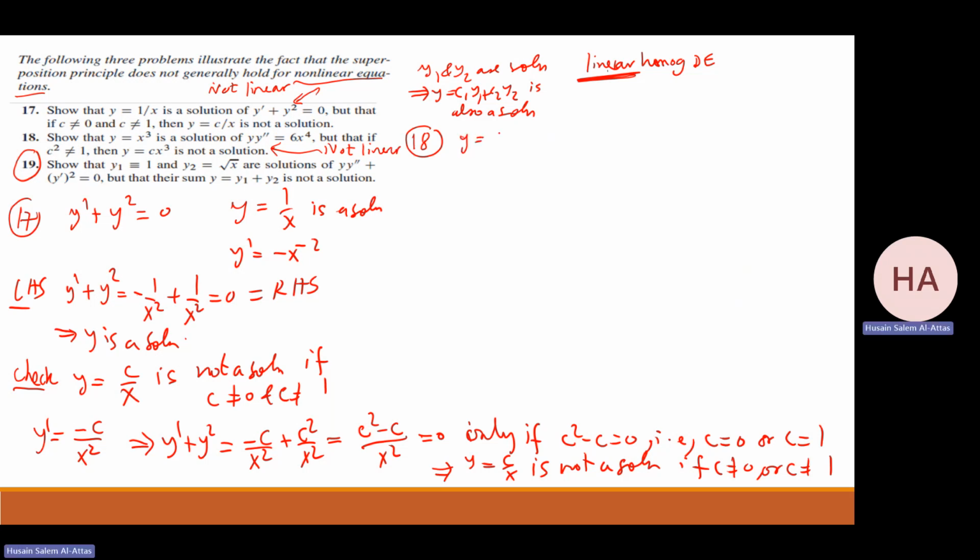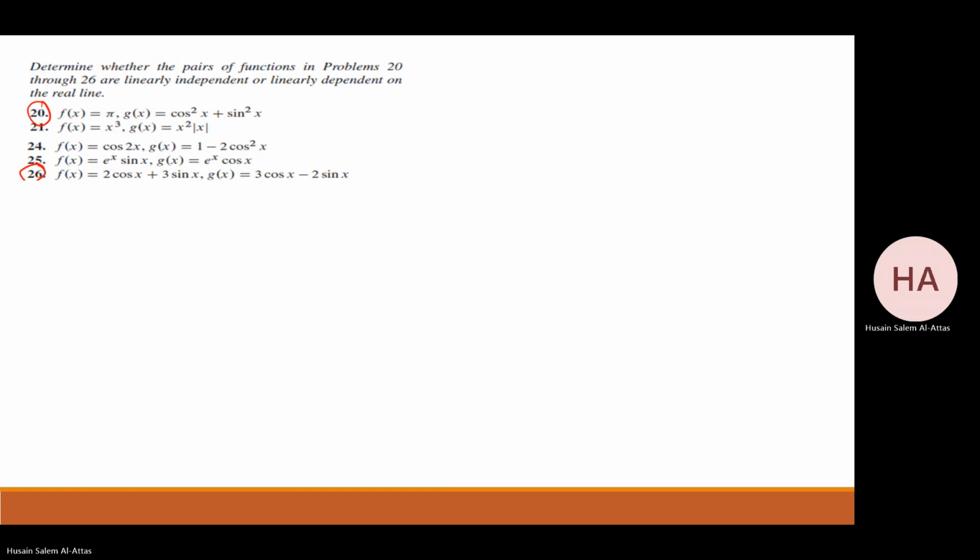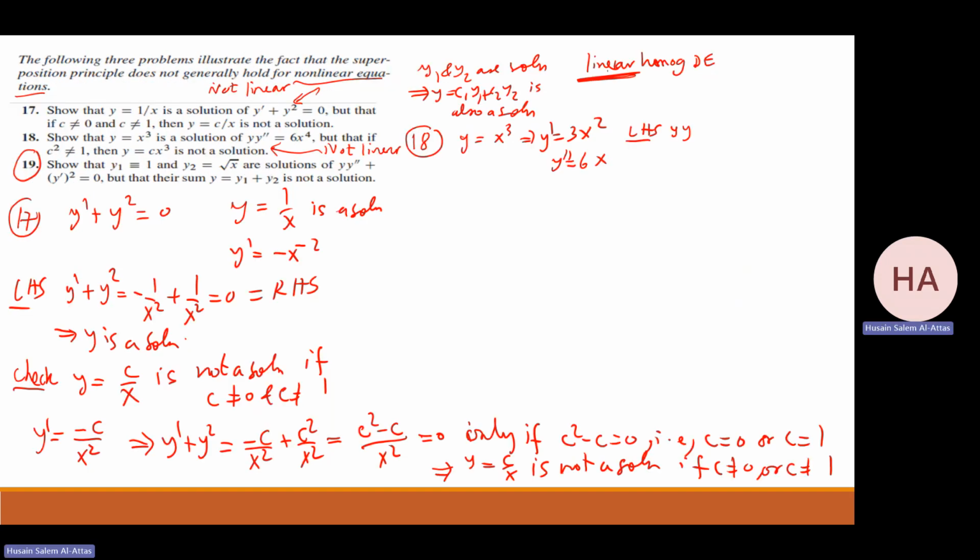Okay, I have y equal x cubed. What will be y prime? 3x squared. Plug it here, left hand side. I need y double prime, sorry. Y double prime will be 6x. So I have y times y double prime. That will be what? X cubed times 6x. That will be 6x to the power 4, which is the right hand side. So it's a solution.